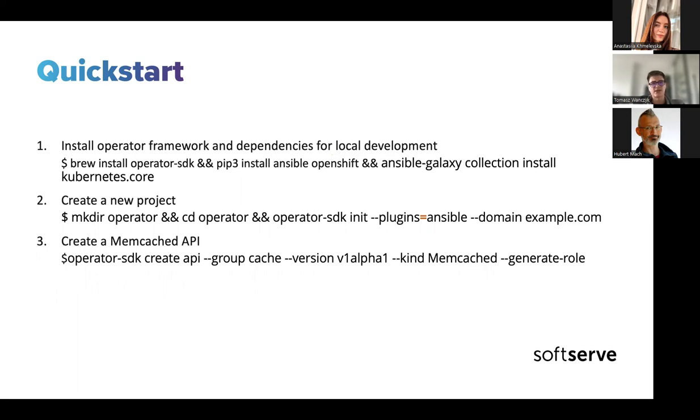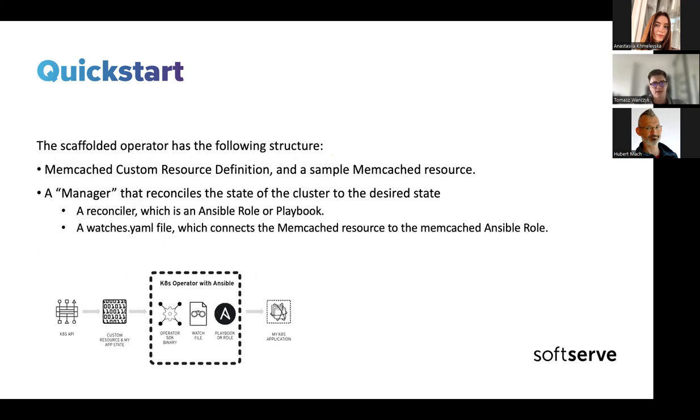And the operator SDK helps you in creating or initializing a new project. So here we've got a basic command that you can simply run to create a basic skeleton and everything that you need in order to deploy your first Ansible-based operator. And the third command just creates an API, including the custom resource definition, and it's almost ready to use.